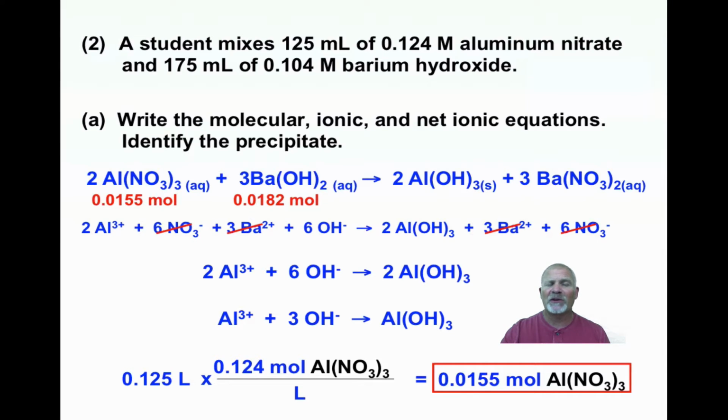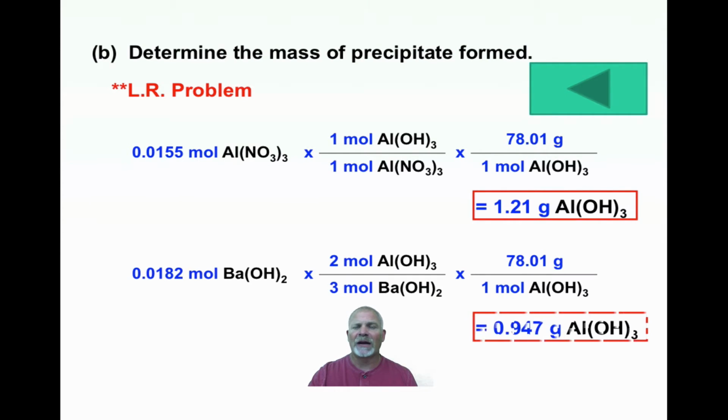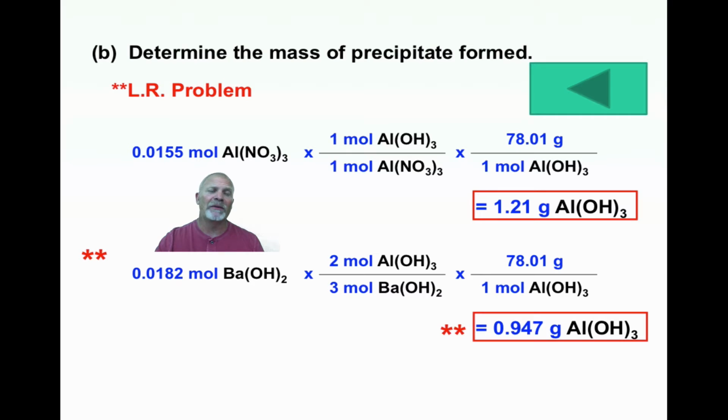Is it aluminum nitrate or is it barium hydroxide? Well, I've already got you halfway there to moles, so now you just have to get moles to your theoretical yield and compare them. As we convert them both to aluminum hydroxide, we realize the lower amount is your 0.947. That is your theoretical yield. Therefore, barium hydroxide is your limiting reagent.